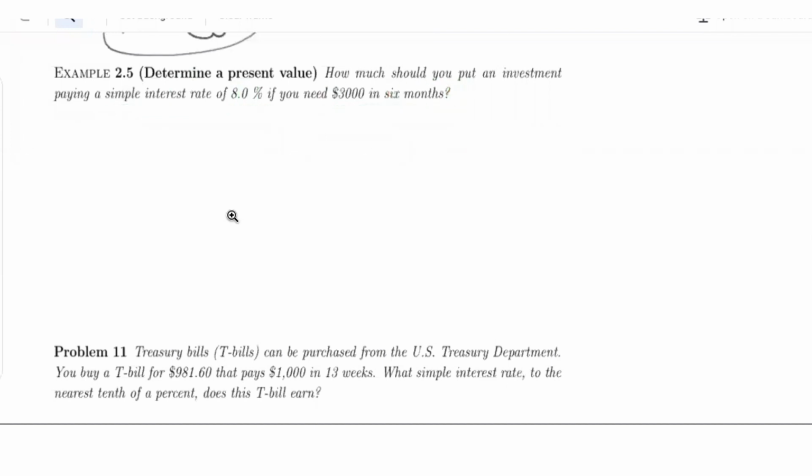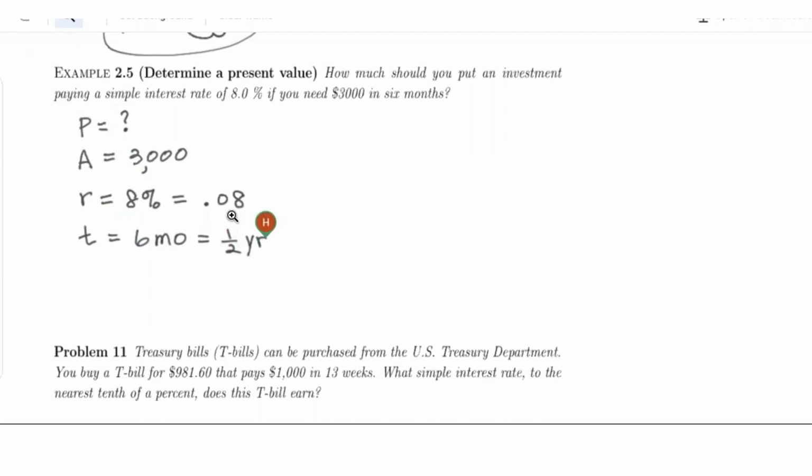Okay, so P, we do not know how much we put. Rate 8%, which is 0.08. You need $3,000 in 6 months, which is again half a year, right? Any question? How do we assign those numbers to the letters? I guess I'm still kind of confused on how we assign all the numbers.